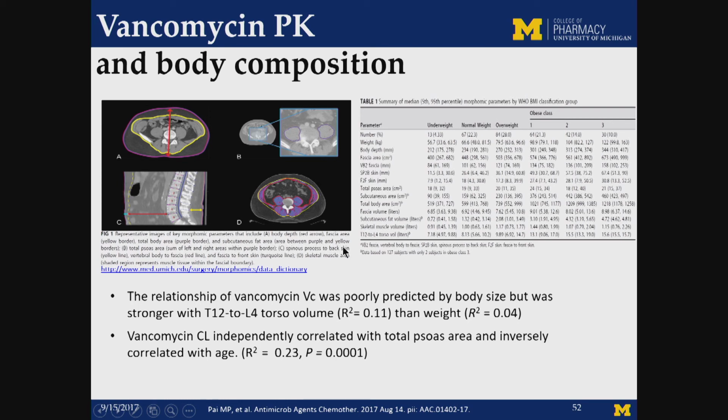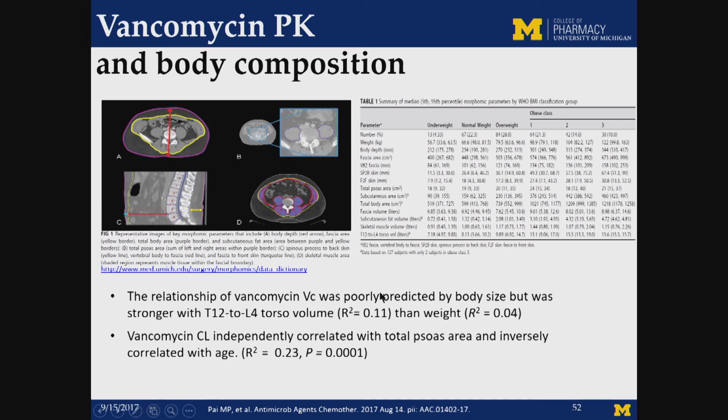What we then did is look retrospectively at the pharmacokinetic profile of vancomycin and assess the correlation of these pharmacokinetic parameters to these newer body composition metrics. What we were able to clearly demonstrate is that the volume of distribution of vancomycin was poorly predicted by body weight and was really better predicted by T12 to T4, which is representing again the vertebral columns T12 to T4 torso area, was a better correlate.